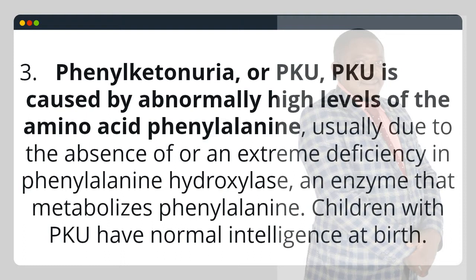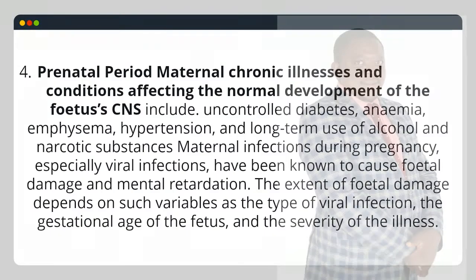3. Phenylketonuria, or PKU. PKU is caused by abnormally high levels of the amino acid phenylalanine, usually due to the absence of or an extreme deficiency in phenylalanine hydroxylase, an enzyme that metabolizes phenylalanine. Children with PKU have normal intelligence at birth.